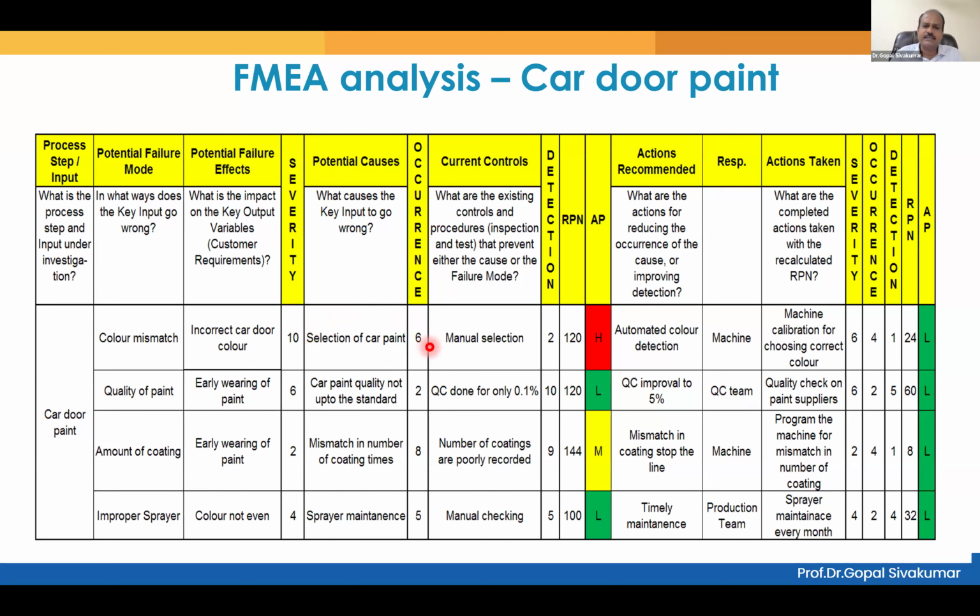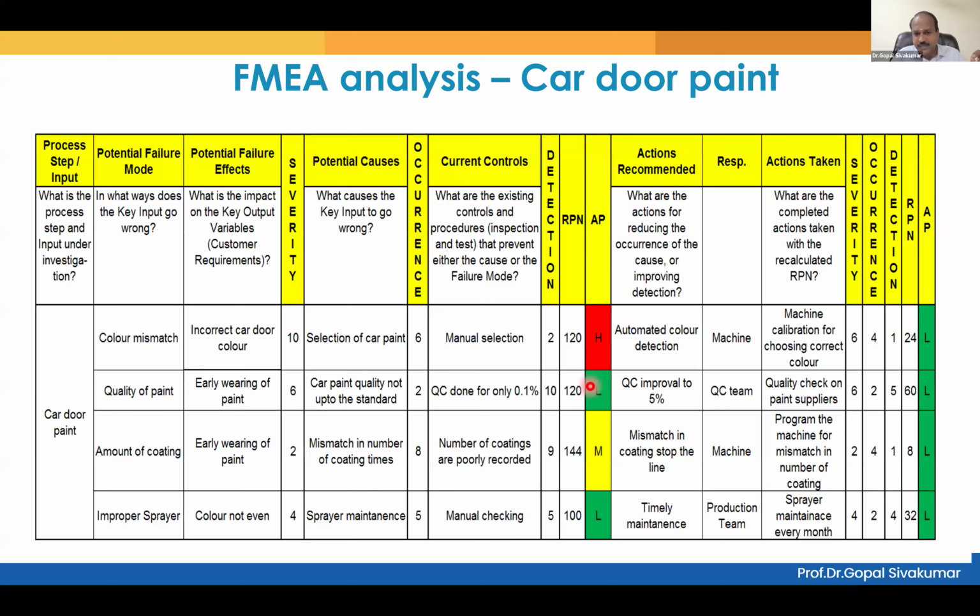Similarly, occurrence is based on the number of failures, right? So it is written as 6 for a particular company, and detectability is 2. That means they have a fairly good detection system. You see here, that's why the rating is low. But even then, the score becomes 120. And according to the RPN AP table, you see here it is marked as high.